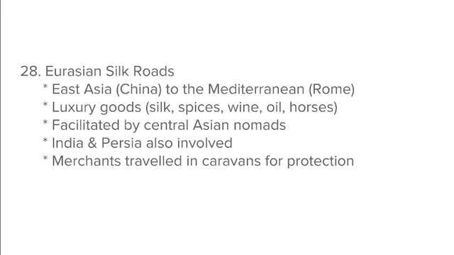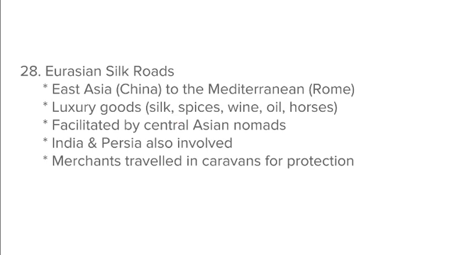Remember, Eurasia means Europe and Asia, and this trade network goes across Asia and into Europe or the Mediterranean. It begins with the Romans and with the Han Chinese, and it is a luxury trade network. That means that the main things people want are luxury goods, the finer things in life, like silk and spices, wine and oil, but also horses. The Chinese love horses from Central Asia, and they're going to trade for those horses.